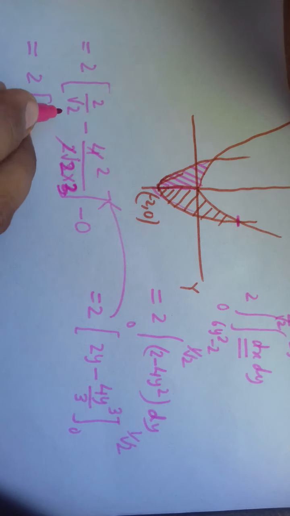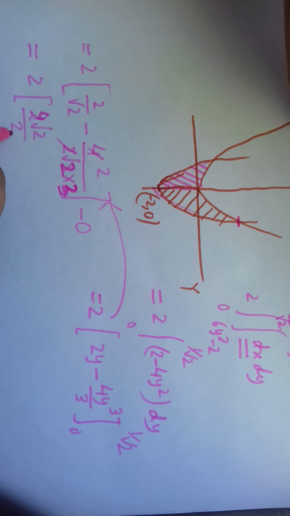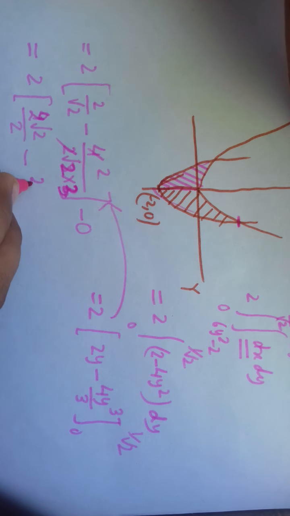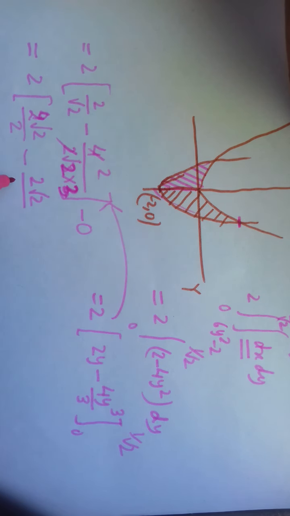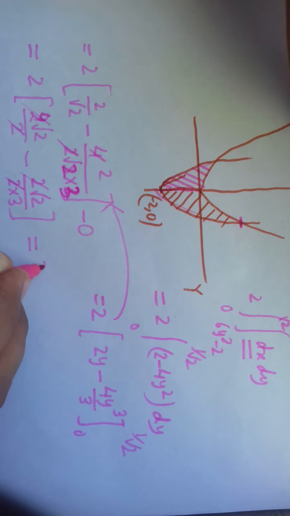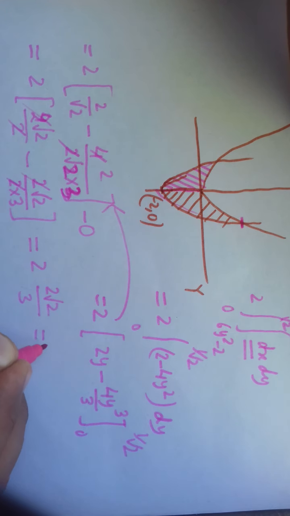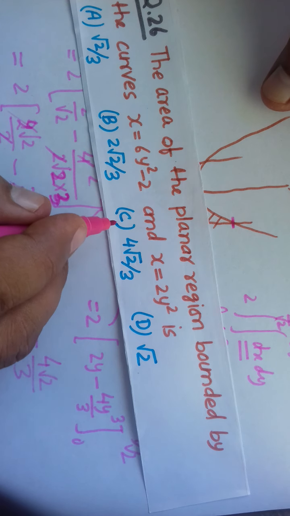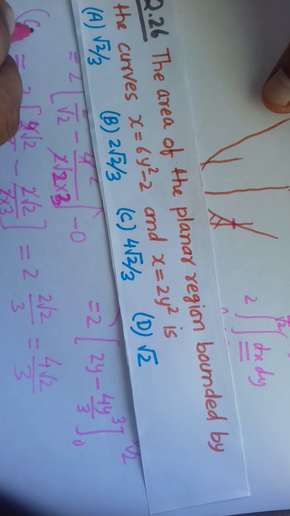This thing will be 4 by 2 root 2 by 2 minus 2 root 2 by 2 into 3, and from here you get 2 root 2 by 3, that becomes 4 root 2 by 3. And 4 root 2 by 3 in the options, you see, it is in C, so C is the right option.